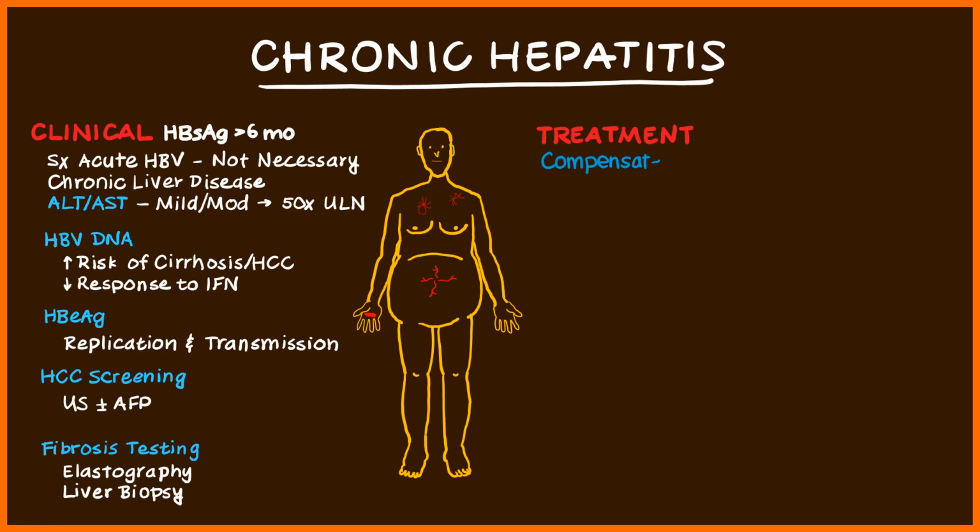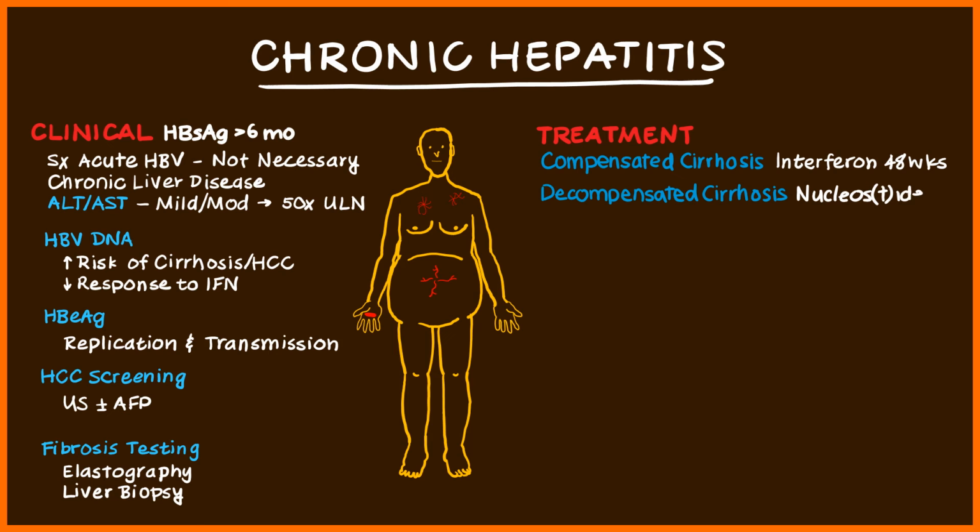If they have compensated cirrhosis, a good treatment option is interferon, which is given for up to 48 weeks. For patients with decompensated cirrhosis, interferon is unfortunately not available. They have to stick to the nucleoside treatments, and this is given for 4 to 5 years and may have to be given indefinitely, just because you don't want these decompensated cirrhosis patients to continue decompensating.